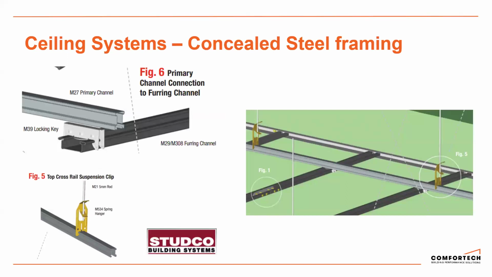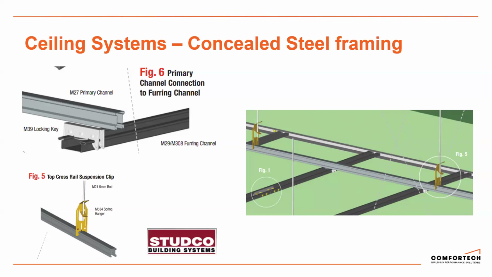So continuing with ceiling systems, we're looking at concealed steel framing. This is really commonly installed throughout New Zealand. It consists of a top cross rail, a locking key, and a furring channel. There are different profiles of the top cross rails and the furring channels, which gives you a bit of design flexibility on site. Again, 2.5 mil wire or 5 mil rod can be used as the hanger. Most documents will show 5 mil rod, but you are able to use 2.5 mil wire.